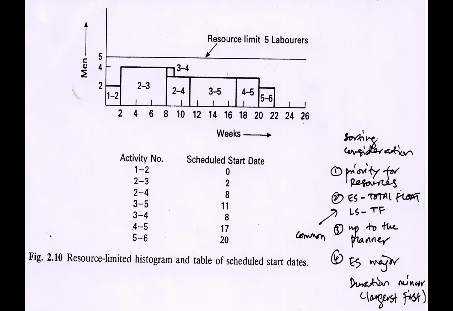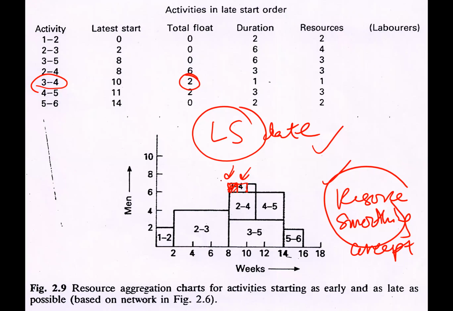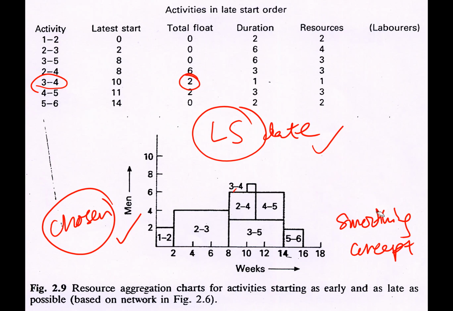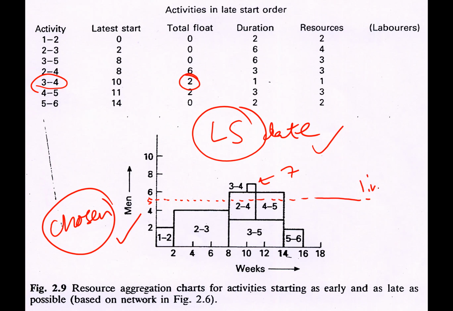Okay, the last one is about resource leveling. Let's say we take this graph as our chosen graph. This graph is okay, but then there is another issue. We want to limit the resources. The maximum here may be like seven resources. We want to limit it to 5. Notice 5 is here, the dotted line. That is the limit.